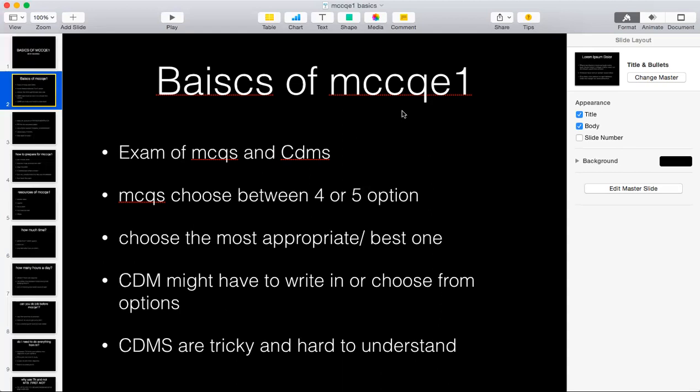Coming to CDM, CDM is the most tricky part, and a lot of people have problems with CDM and that's why they are unable to pass the exam. CDM is a very crucial part of the exam. CDM might require you to write in or choose from the options, and people get confused about whether to choose from options or what to write down. CDMs are very tricky and hard to understand, so you have to be very appropriate while answering these CDM questions.